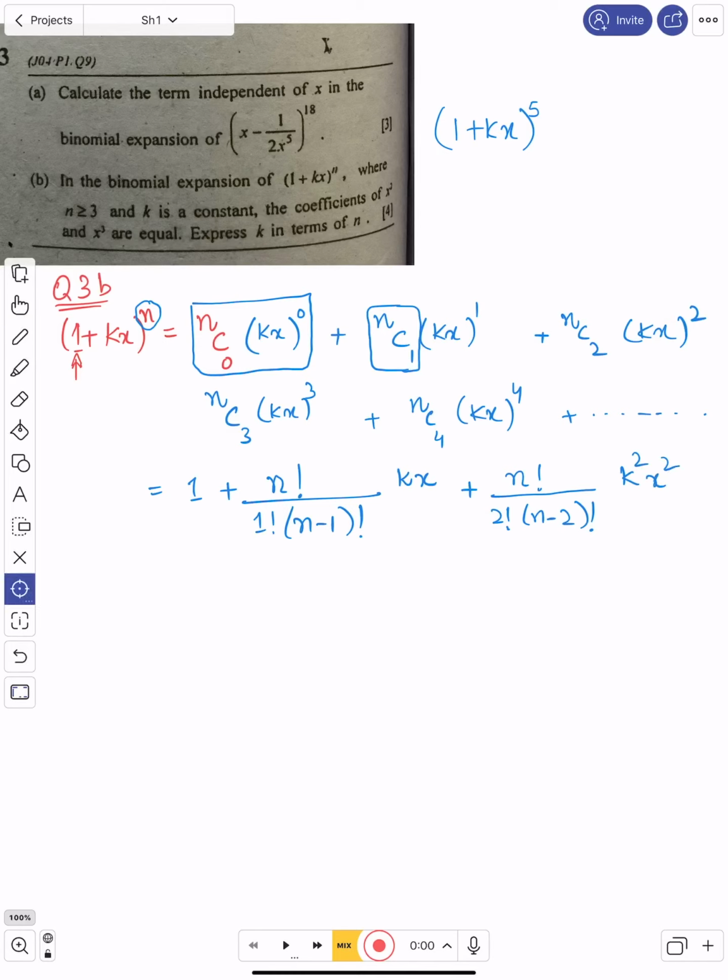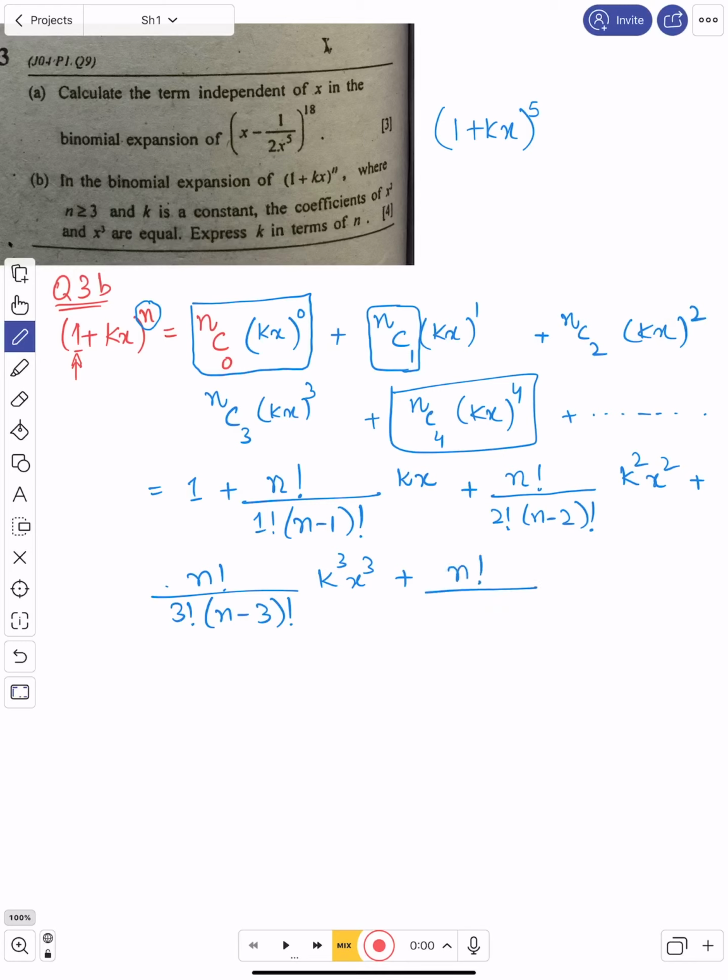And this thing, how can we open it? This can be expanded as n factorial over 3 factorial and (n minus 3) factorial, k cube and x cube. How can we open this? nC4 is n factorial over 4 factorial and (n minus 4) factorial, and further we have k power 4 and x power 4, and it's going on.